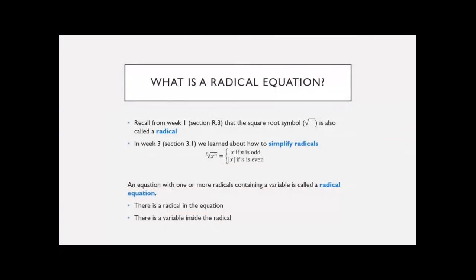So, cube roots are also known as radicals. Any kind of root is called a radical. And we actually learned that in week 1. It was mentioned in section R.3. And then last week in section 3.1, we were learning how to simplify radicals. And we learned specifically the rule that if you have something like x to the n, and then you take the root with that same index, they essentially cancel out. So a square root cancels out a square.